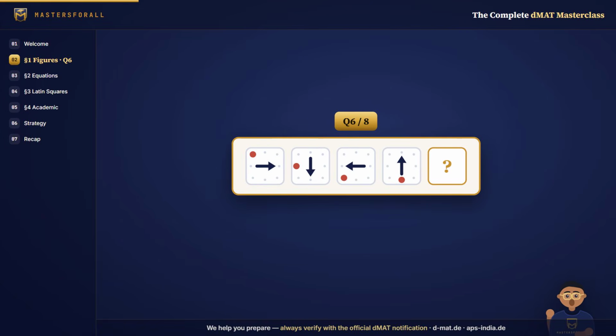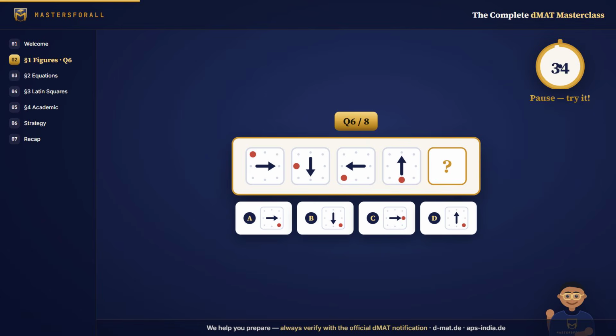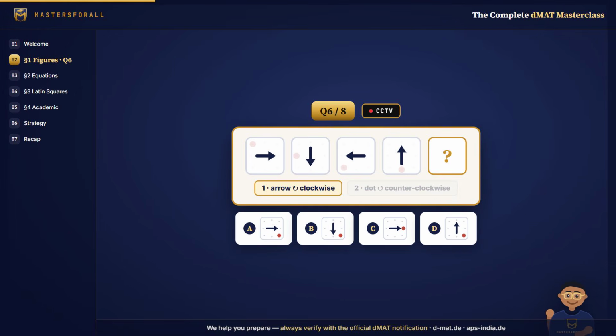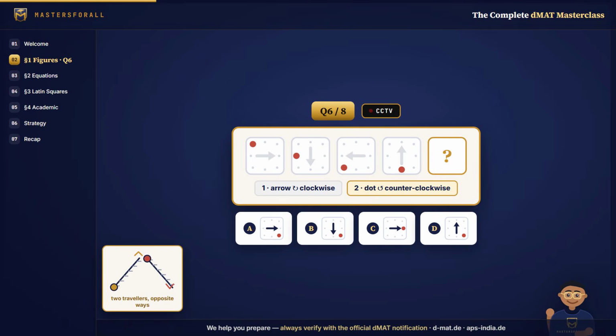Two travelers moving in opposite directions. The arrow rotates clockwise, 90 each step, but the dot walks counterclockwise, 1 seat at a time. Independent rules, solve them separately. The answer is A.